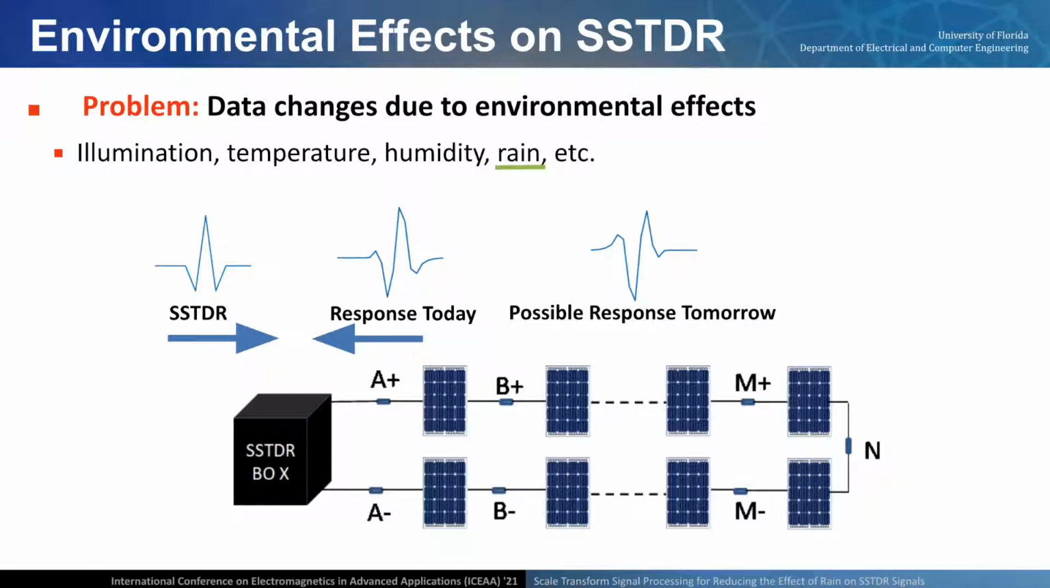So you can imagine if we input an SSTDR signal shown here on the left, we might get a response one day that looks like the middle signal, but then another day, we might get a totally different signal. And so this leads us to the question, how am I going to be able to perform a baseline subtraction on data that's constantly changing?